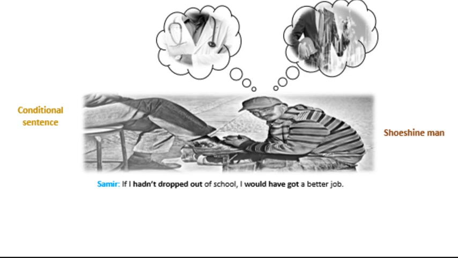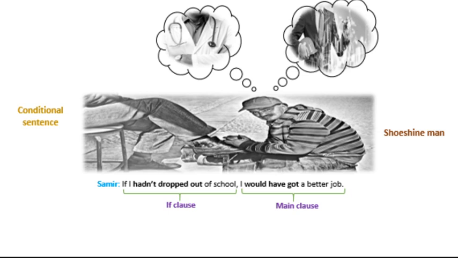And it's composed of two clauses. The first clause is called the if clause. It contains the condition. And the second clause is the result clause or the main clause because it contains the result. So here, if I hadn't dropped out of school, I would have got a better job. Well, did Samir continue his studies? No. Did he get a better job? No. So this is something that is unreal in the past and something that didn't happen in the past.